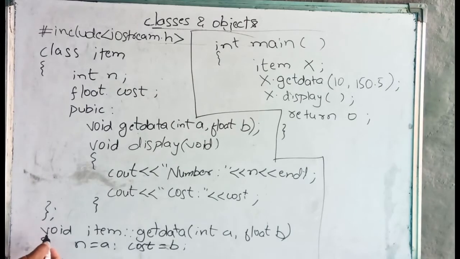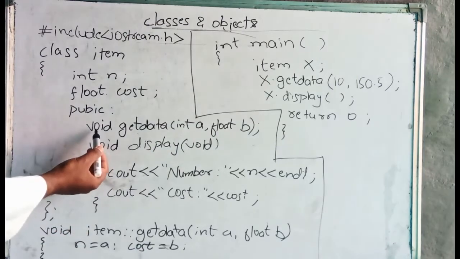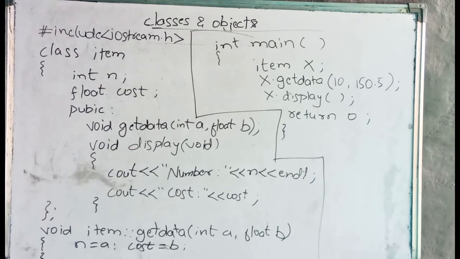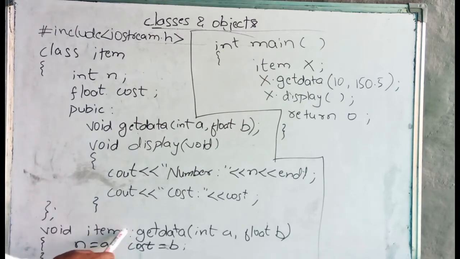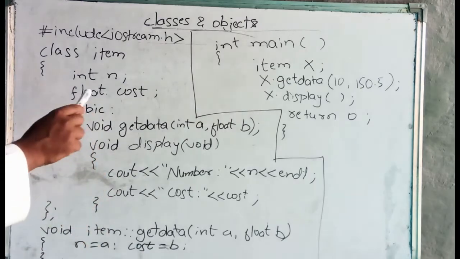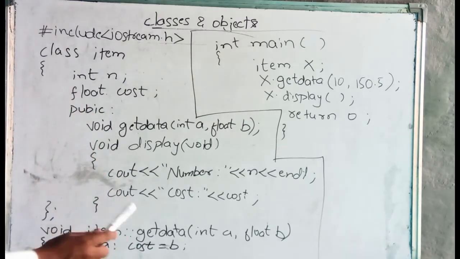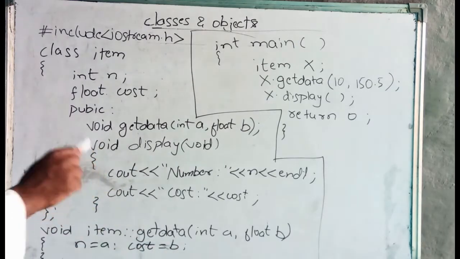Now we come outside the class definition. I am defining this function here. Just remember the return type. Here also it is void. It should be the same. It cannot be changed. Next, the class name item with the scope resolution operator. This means this function belongs to the class item. It has the scope of item. Whatever scope we define in the class definition for item, the same scope getdata also belongs to.